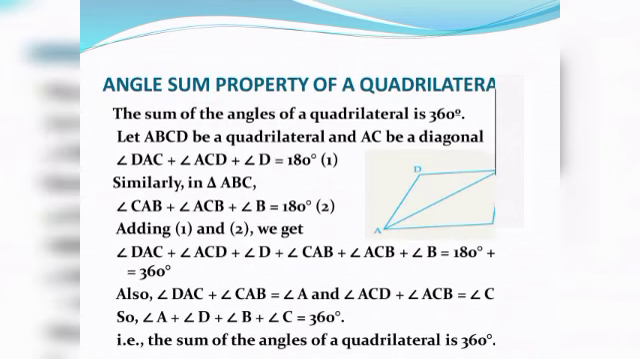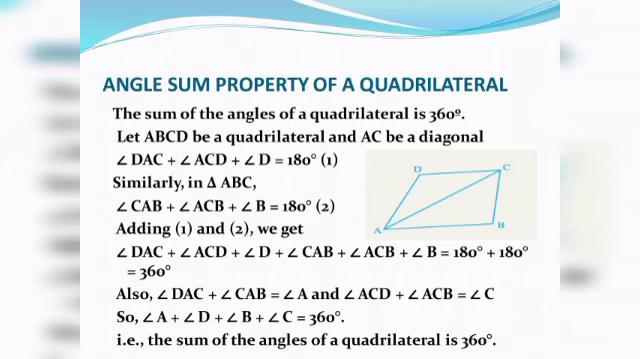And then comes angle sum property of a quadrilateral. Let us now recall the angle sum property of a quadrilateral. The sum of the angles of a quadrilateral is equal to 360 degrees, right? This can be verified by drawing a diagonal and dividing the quadrilateral into two triangles. Let ABCD be a quadrilateral and AC be a diagonal.